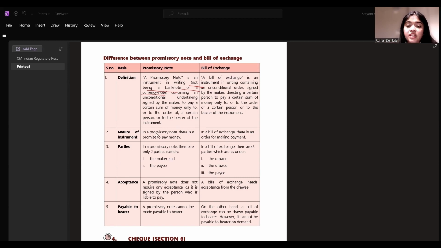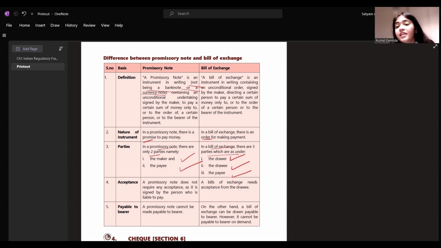Now, in a promissory note, there is a promise to pay the money. You make a promise to pay the money. In a bill of exchange, there is an order. No promise, nothing. There is an order over here. Then in a promissory note, there are only two parties, and in a bill of exchange, there are three parties. In the promissory note, there are two parties, maker and payee: the one who makes it and the one who is going to get the money. And here we have drawer, drawee, and payee. Drawer is the person who makes the bill of exchange. Drawee is the person who is going to make the payment, and payee is the person to whom the amount is going to be paid.